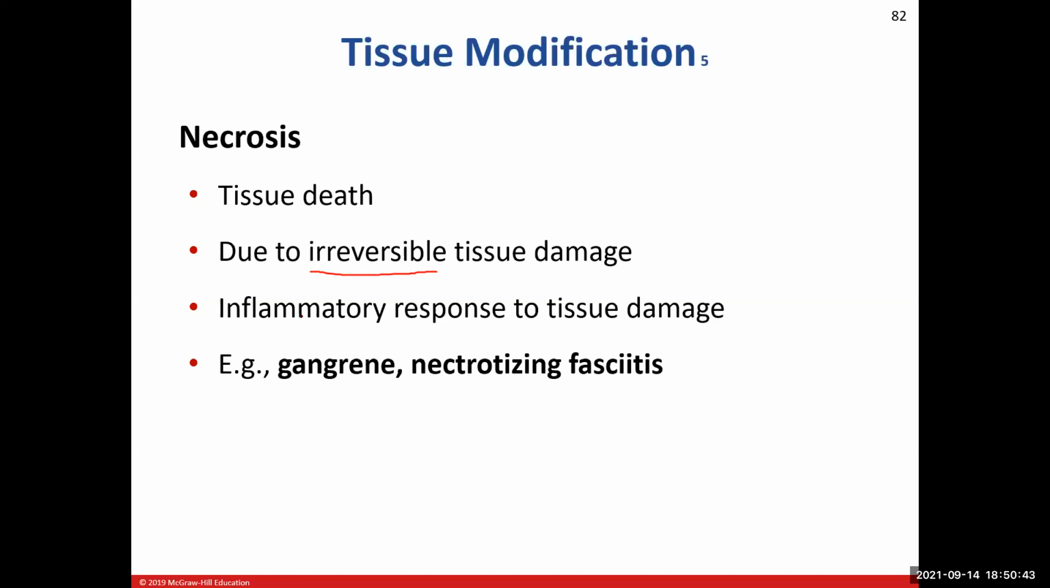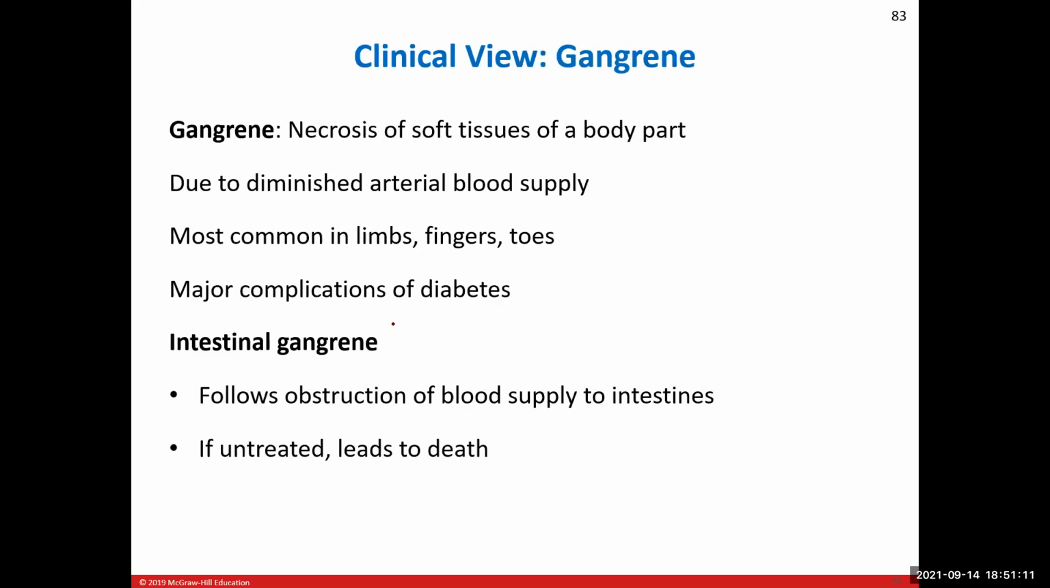And of course, when we start to damage tissue, one of the first things we're going to see is inflammation. Believe it or not, inflammation is part of the healing process. But we'll start off with the inflammatory response that occurs once this tissue starts to die. So you've heard of terms like gangrene, or that flesh-eating bacteria, necrotizing fasciitis. We're going to talk about a couple of these different types of necrosis here.